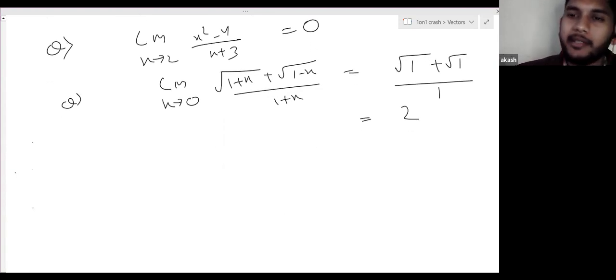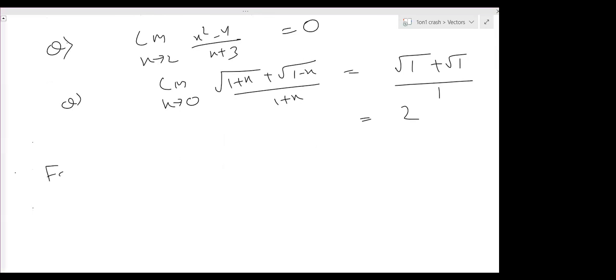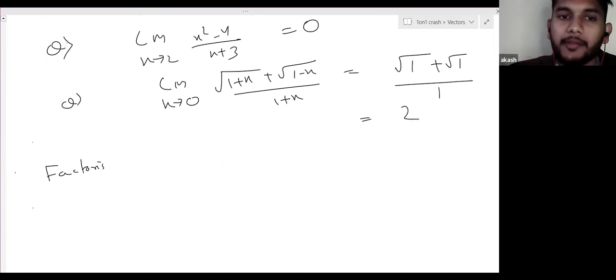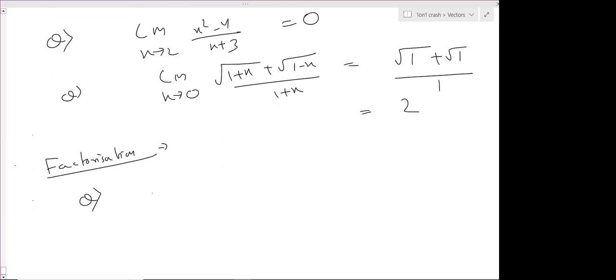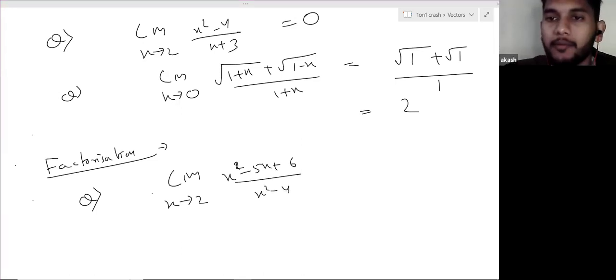Next is factorization. Direct substitution is clear, right? Always try to put the limiting value in the function. You will see if you are getting the answer or not. Factorization. Write down a question on this. Limit x tending to 2, x square minus 5x plus 6 upon x square minus 4. Again, whenever trying to evaluate the value of a limit, always use direct substitution first.